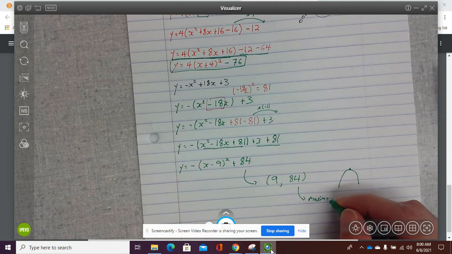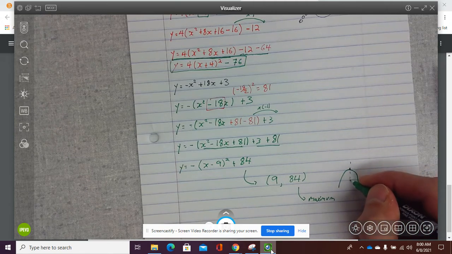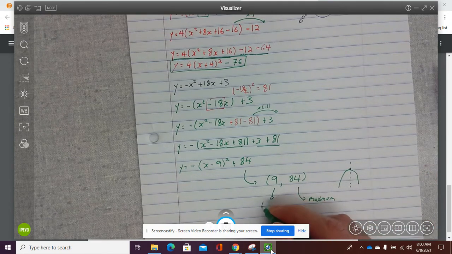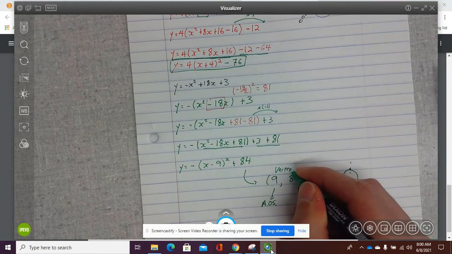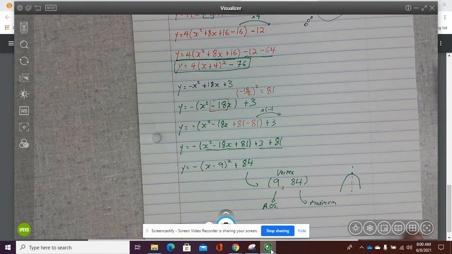We'll talk about that in the next lesson a little bit more. 9 is when that happens. It's also our axis of symmetry. So we get lots of information out of that vertex, all from using the completing the square process.